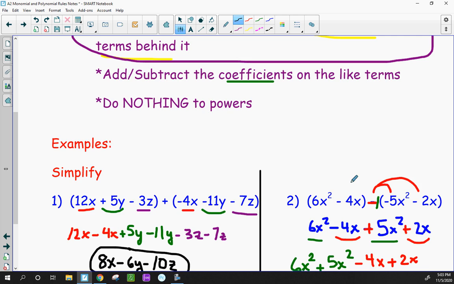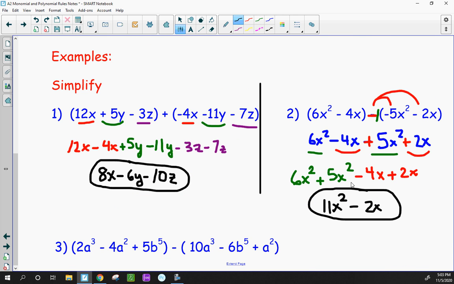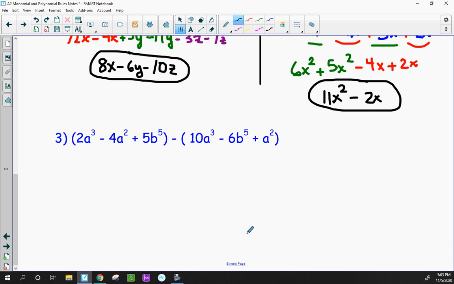That's pretty much it for adding and subtracting. We're going to look at this problem next, one more, and then we'll move on to the multiplication stuff. On number 3, I used another subtraction problem. You are to combine like terms, but first we've got to change the signs of everything behind the minus sign. So that should be your first step. Recopy.